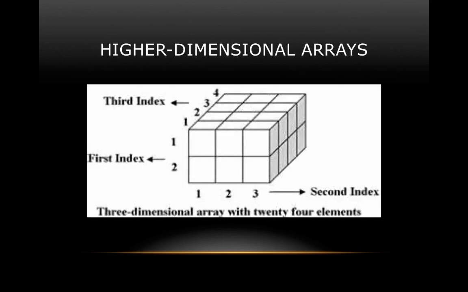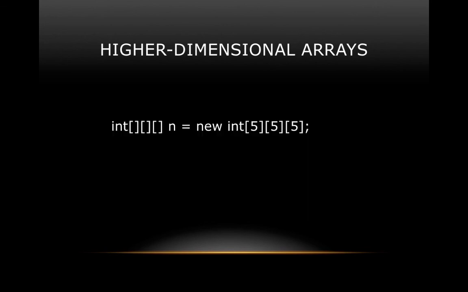Higher dimensional arrays. We can create higher dimensional arrays by adding more square brackets to the variable definition and indexing constructs. The following declares a three-dimensional array with a width of 5 in each of its dimensions.